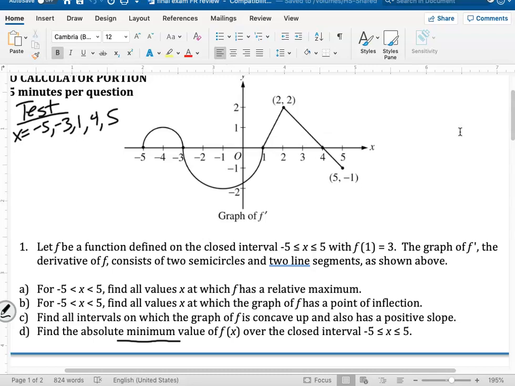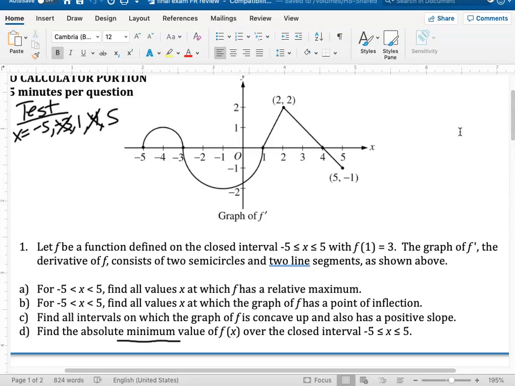All right, so because they only ask for an absolute min, you can justify it, if you want to write it out in words, by killing off a couple of these answer choices. We can kill off -3 and 4 and not even have to test them. Why can I remove -3 and 4 without testing them? Because those are relative maxes. You're not going to have an absolute min at a relative max. Can't happen. So if you're worried that they'll wonder why you didn't test all your critical numbers, you could say -3 and 4 are relative maxes and therefore don't have to be tested.